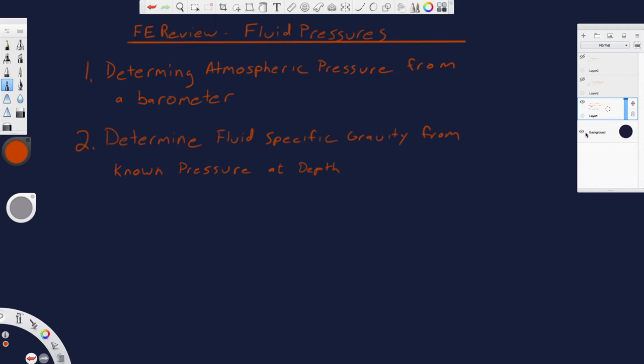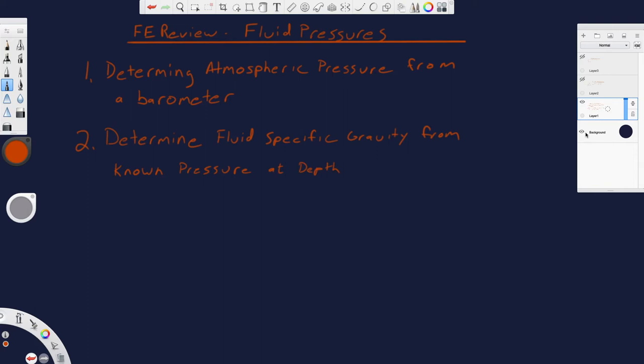Today we're going to be talking about fluid pressures and atmospheric pressures and how to measure them, how to calculate specific gravity from densities based on fluid columns. And so in our first problem, we're only going to do two problems today. We're going to do kind of a quick episode.